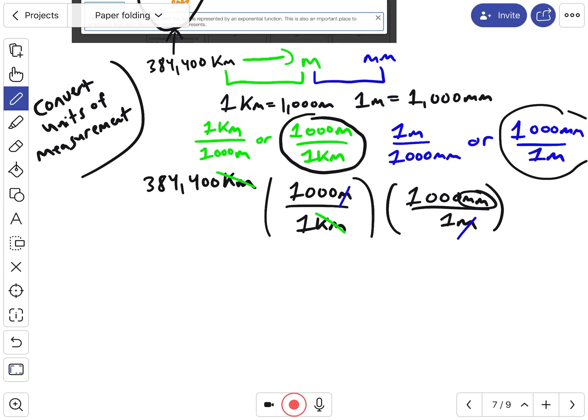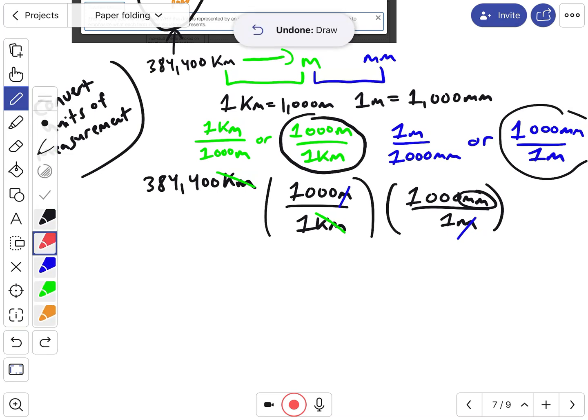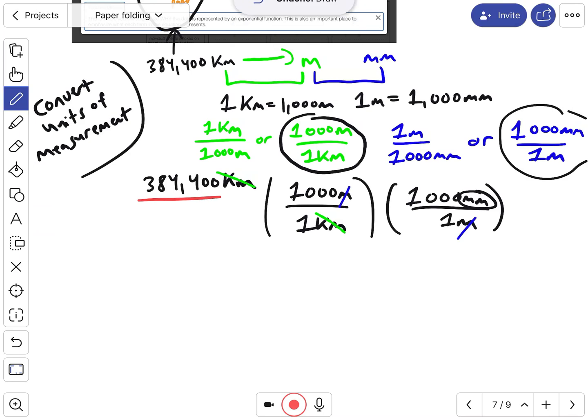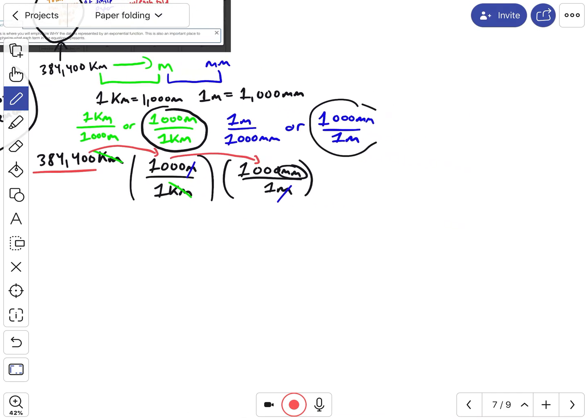And so now the only thing we have to do is multiply each of these values here. So that times 1,000 times another 1,000. So that's going to be, let's see. Anytime you multiply by 1,000, one with a bunch of zeros, you just count the zeros and add them to that. So we're going to have 384,400 with 6 zeros.